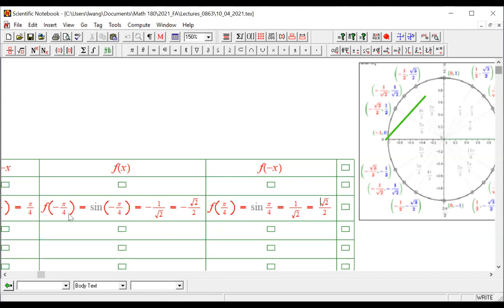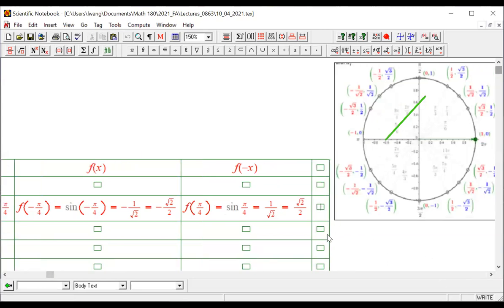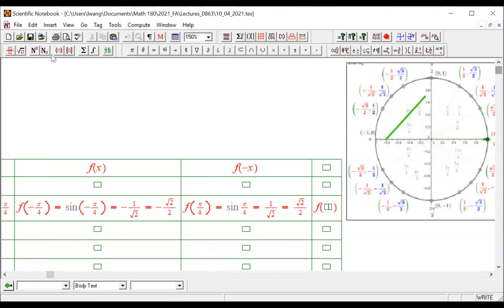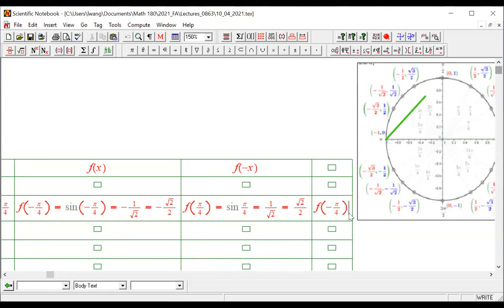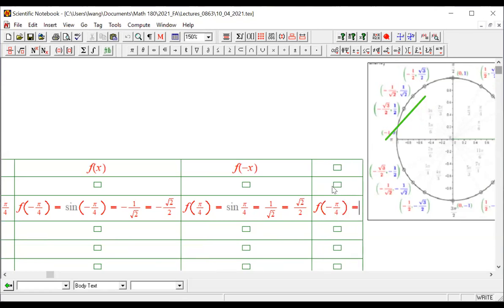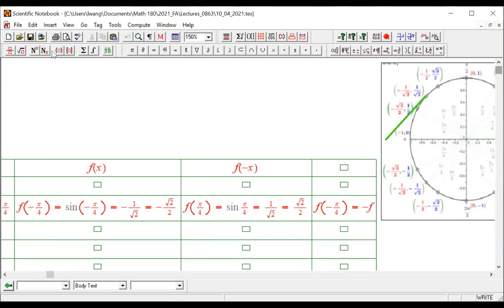Okay, so now you can see the inputs are opposite. What happened to the output? The outputs are opposite too. But this is just one example. How do we express that algebraically? It's f of negative pi over 4.